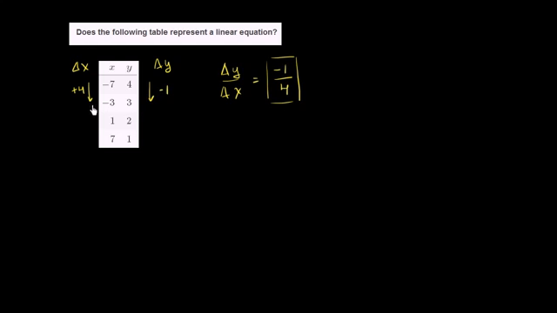So for the next 2 points, when I go from negative 3 to 1, once again, I'm increasing x by 4. And once again, I'm decreasing y by 1. So we have that same ratio.